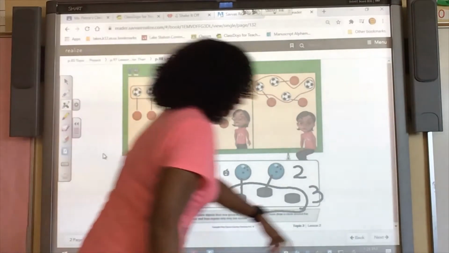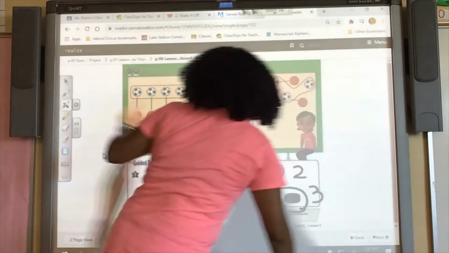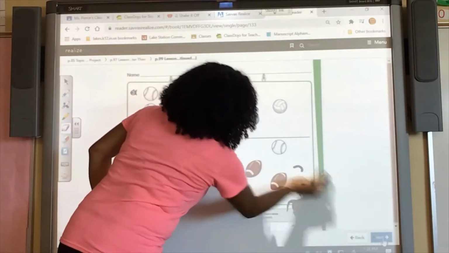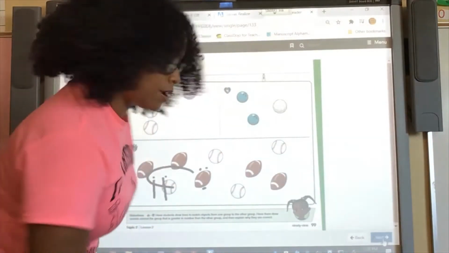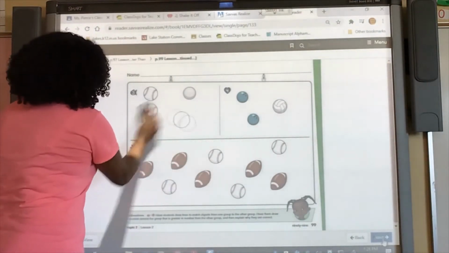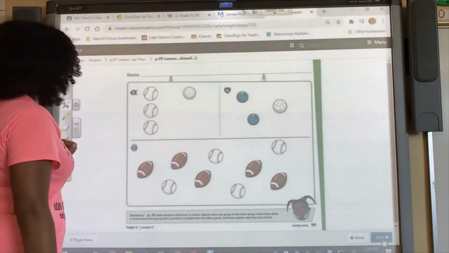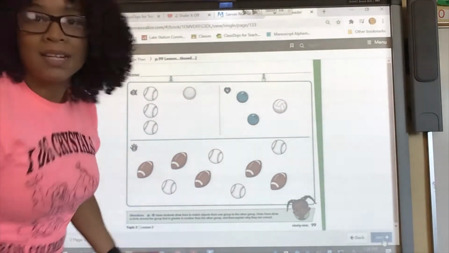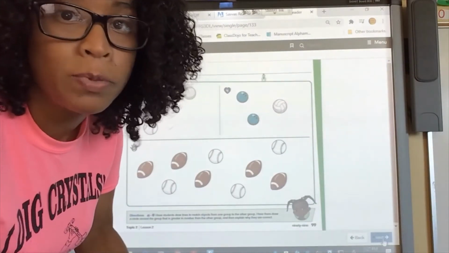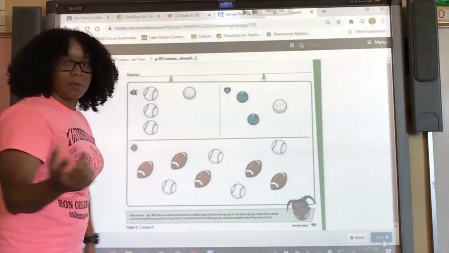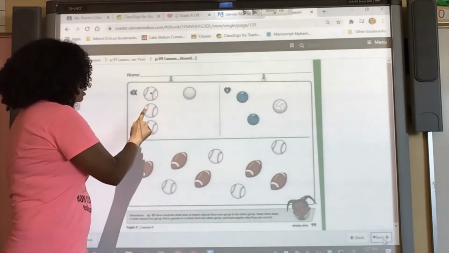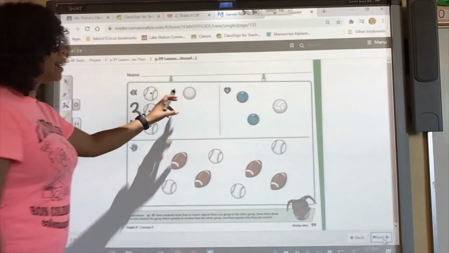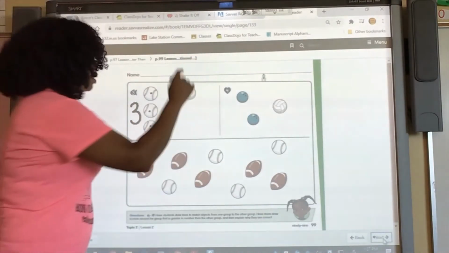All right, I'm turning the page. All right, more practice with our new words, greater than. Okay, here we have some baseballs and a golf ball. Let's count this time to see which group is greater than. Help me count the baseballs. 1, 2, 3. I'm gonna write a number 3. How many golf balls? There's 1.